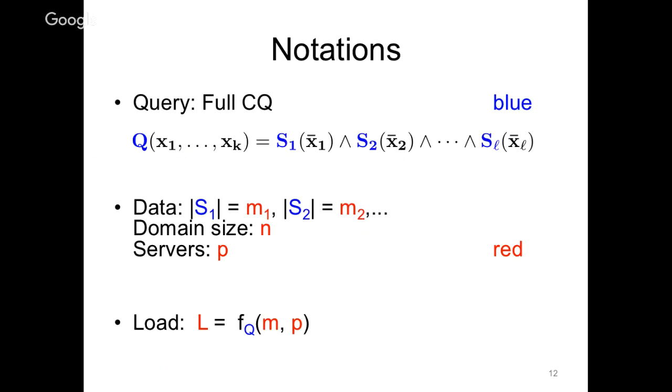So every input relation, S1, S2, has a size M1 tuples, M2 tuples. These represent the sizes of the input relations. Sometimes I'd like to talk about the active domain, and then I'm going to use N for the size of the active domain. And the number of servers is P. And we are interested in the load, which is a function of the input data and the number of servers, also the number of rounds, actually. And it's a function that depends on the query. Okay, so this is the setting that we're studying.